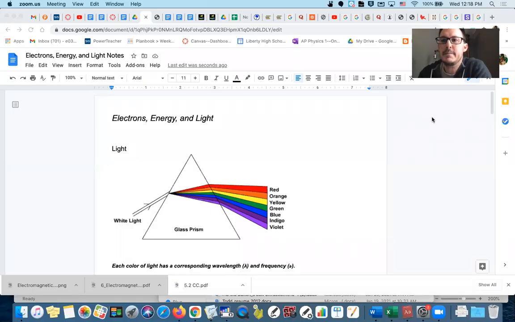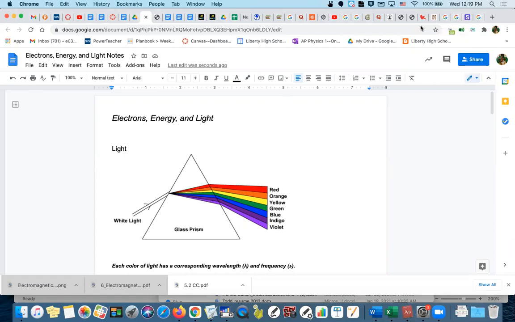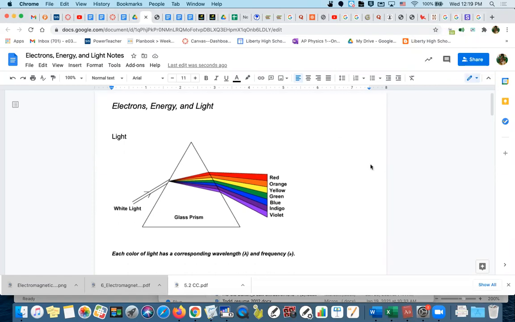All right, college chemistry. Today we're going to talk about electrons, light, and energy and kind of how this all connects to each other. And so let me show you some concepts here.